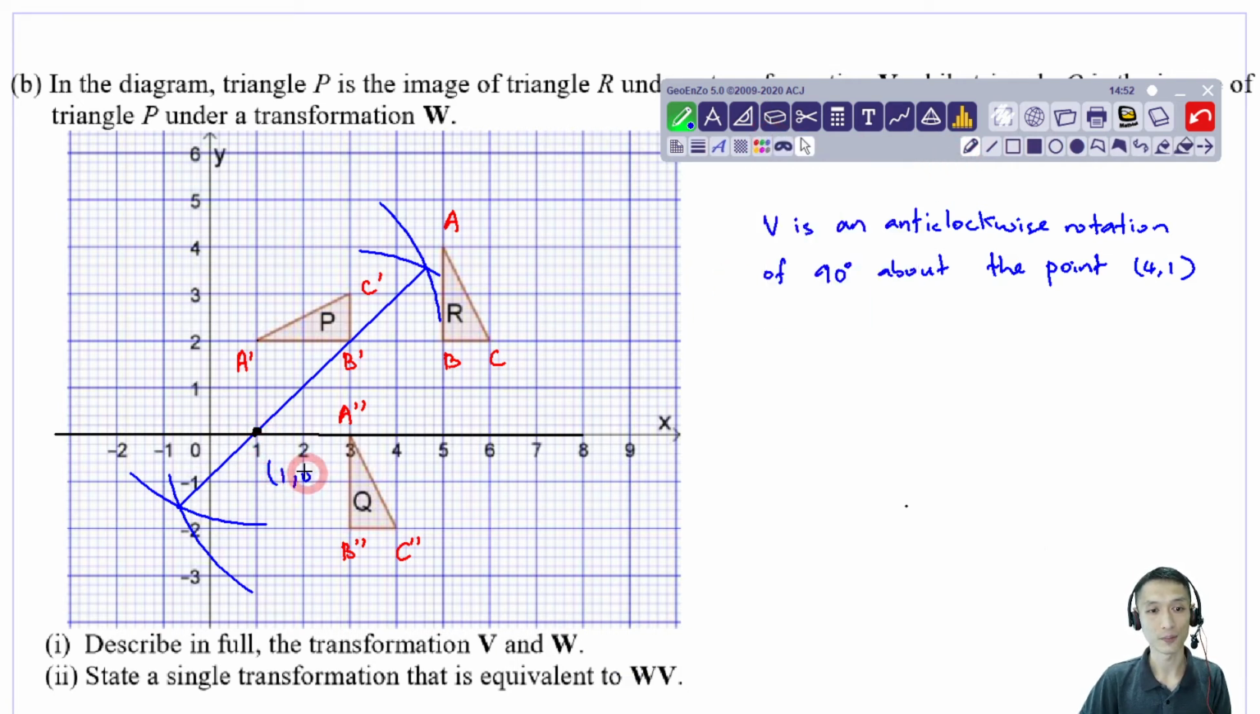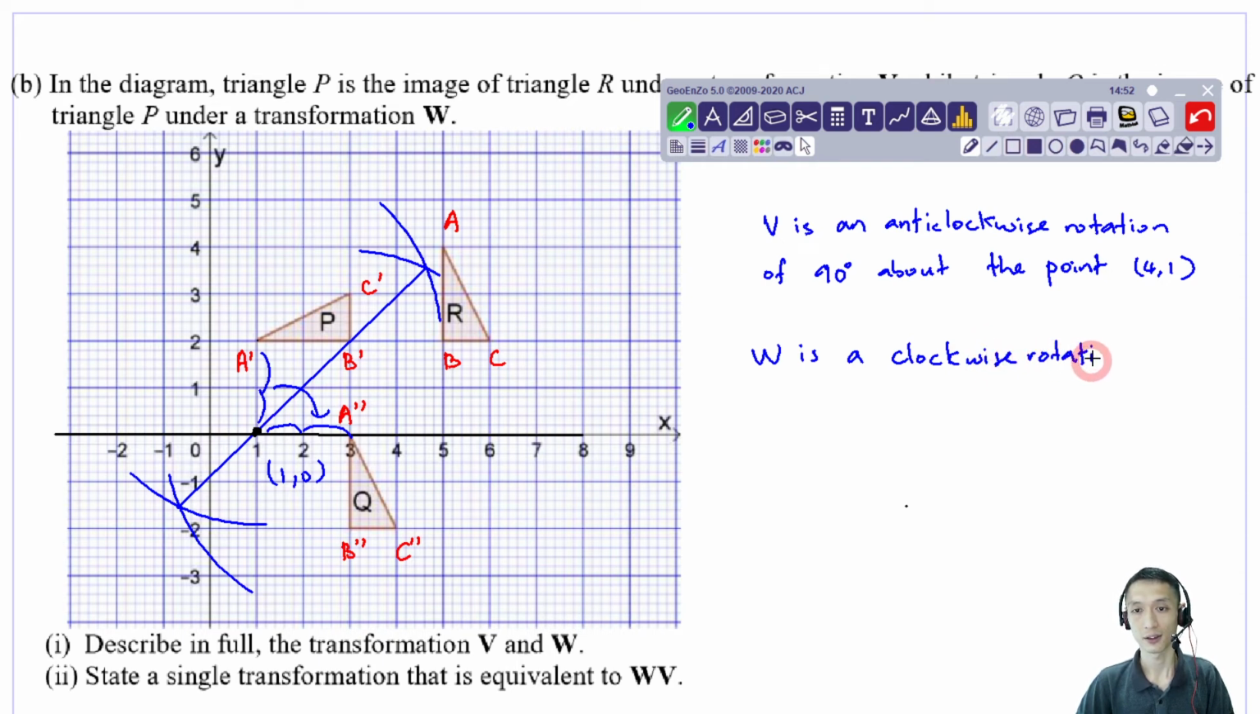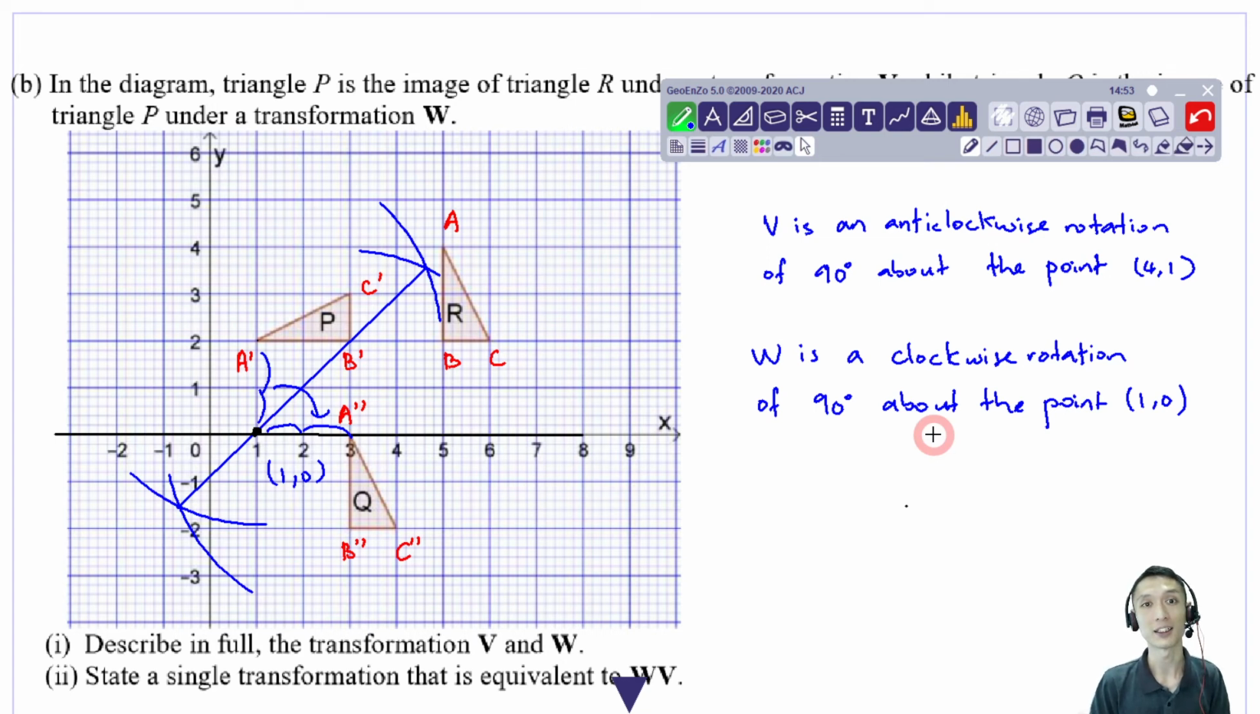The center is (1, 0). Next thing is to determine the angle of rotation and the direction. From here, go here, 90 degrees clockwise. W is a clockwise rotation of 90 degrees about the point (1, 0). This is the way how we describe a rotation.